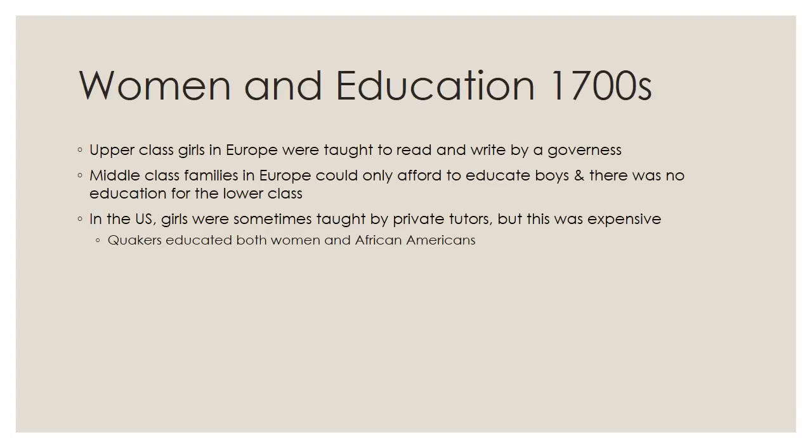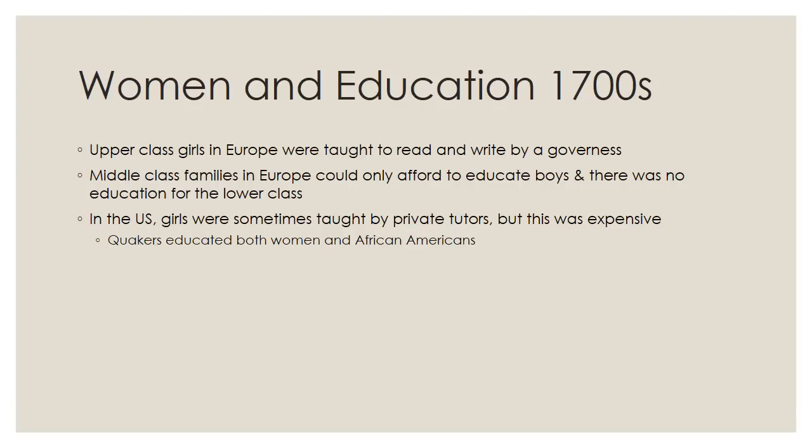In the 1700s, education for women was limited. For the upper-class girls in Europe, they were taught to read and write by some type of governess or nanny. Middle-class families in Europe could only afford to educate boys, and there's no education for the lower class for boys or girls. So women, really upper-class women, were the only part of society that could read and write. In the United States, girls were sometimes taught by private tutors if your family could afford it, and this is something that's very, very expensive.